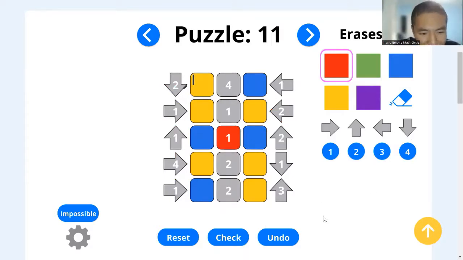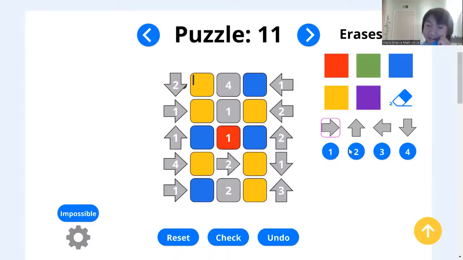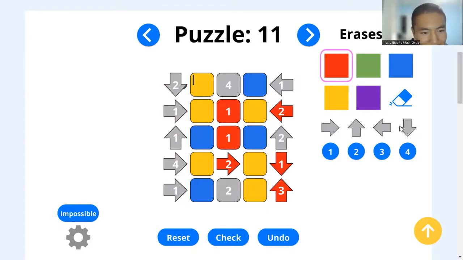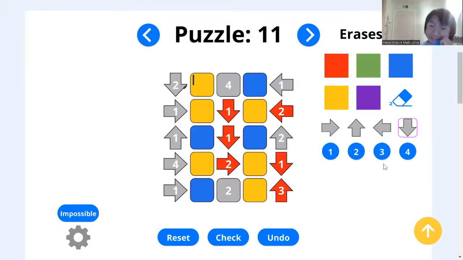I got it. The Q is to the right, and it's red. What is this? And then the one is down in red. Oh, he's red, he figured it out. Good. He's figured it out. So we got the red square loop. Now let's do the blue one.